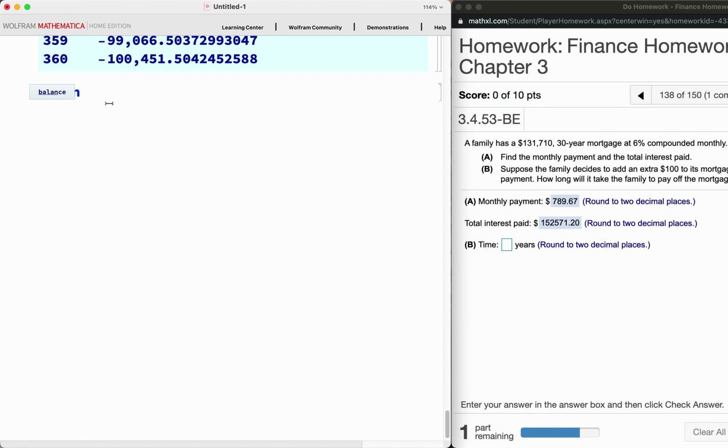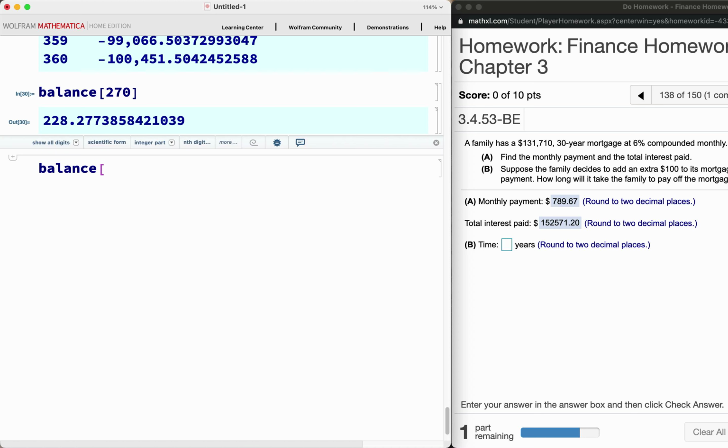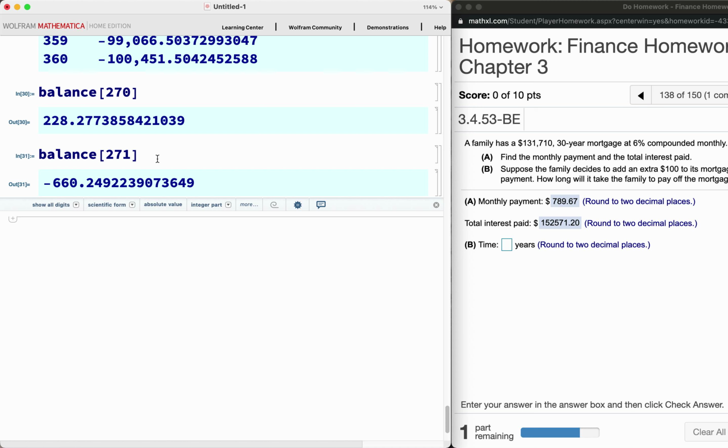Here we go. Balance 0, and balance, oh, wait a minute, sorry. That's balance 270 and then balance 271. So you guys should remember how to do this, right? I have to find the equation of the line. How do you find the equation of a line? Well, it's going to be y is equal to mx plus b.